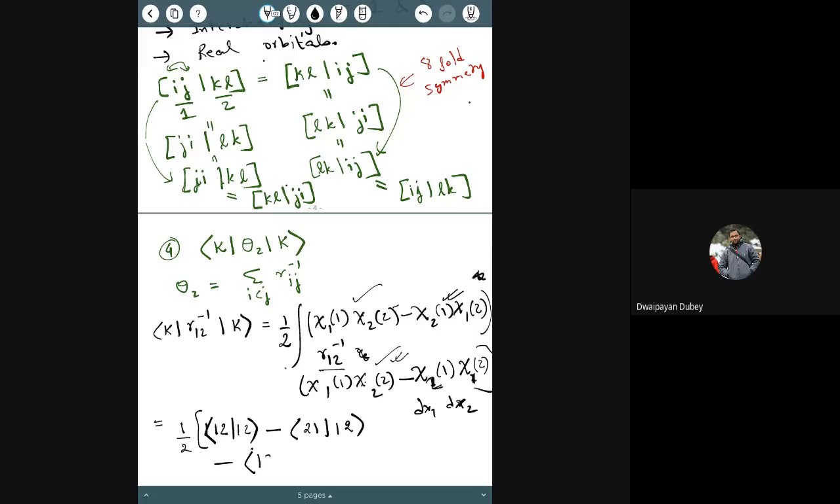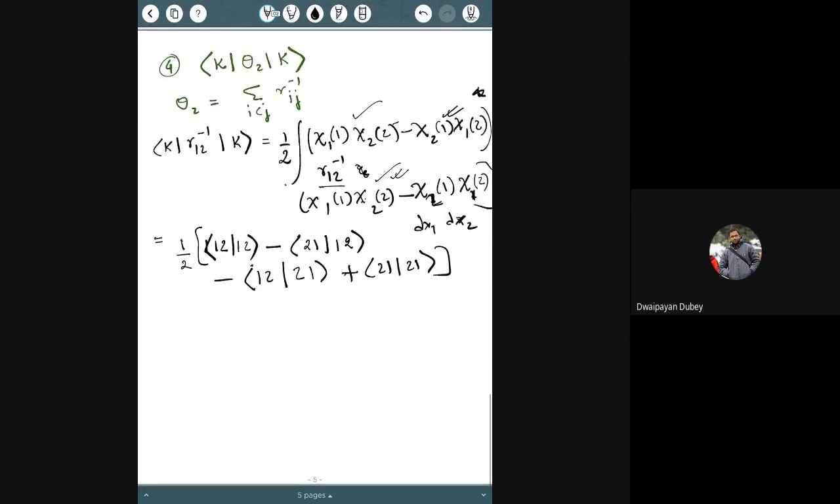1, 2, 2, 1, and then you have 2, 1, 2, 1. Okay? Fine. Now we just have to identify which two are equal here. So 1, 2, 1, 2 and 2, 1, 2, 1 are the same. So I can remove the half and I get 1, 2, 1, 2.